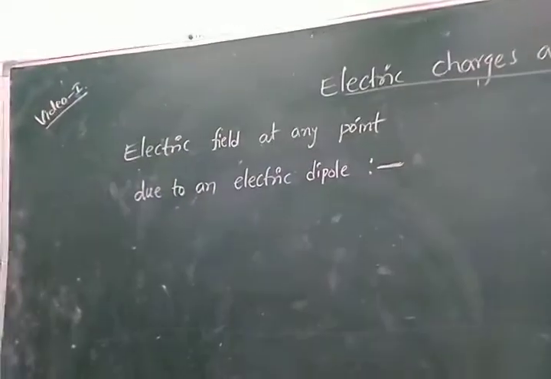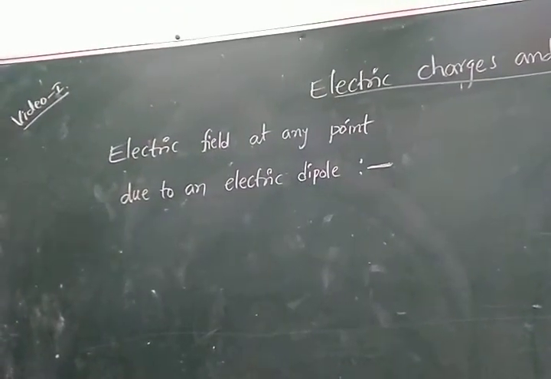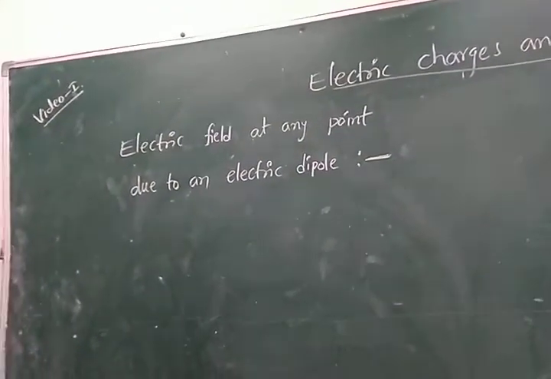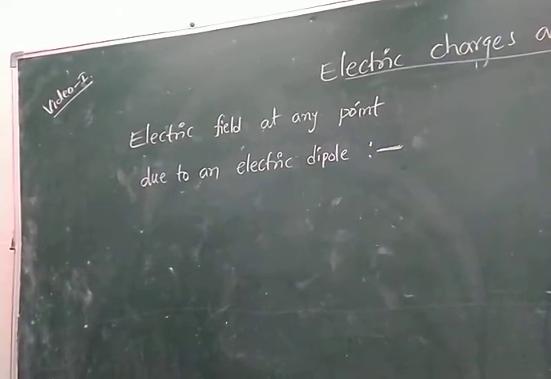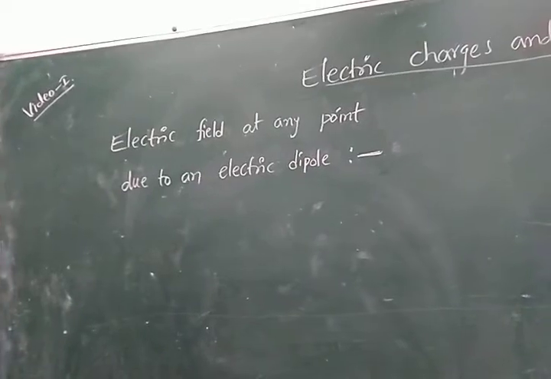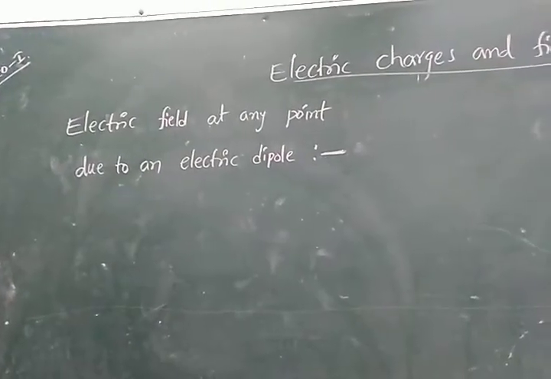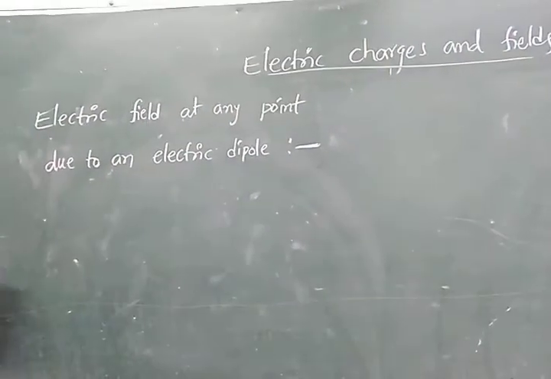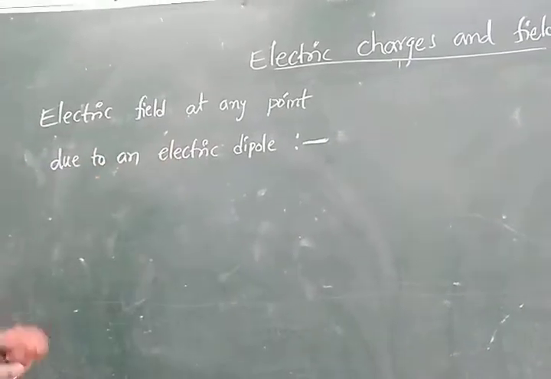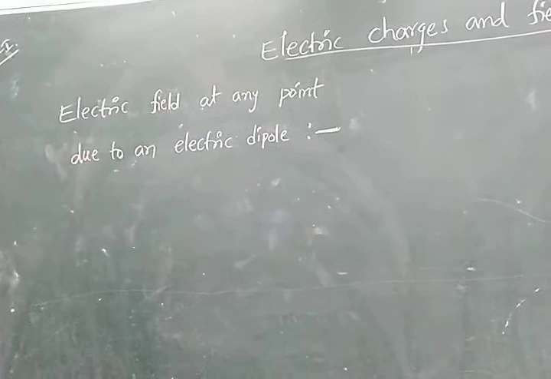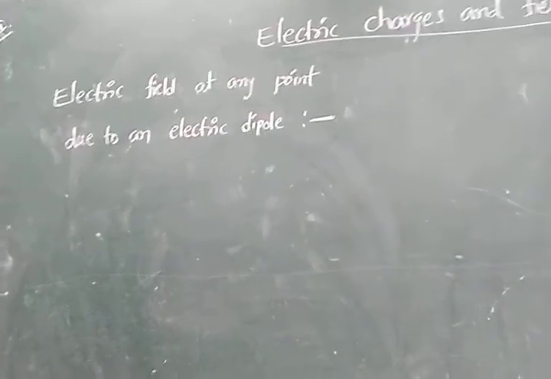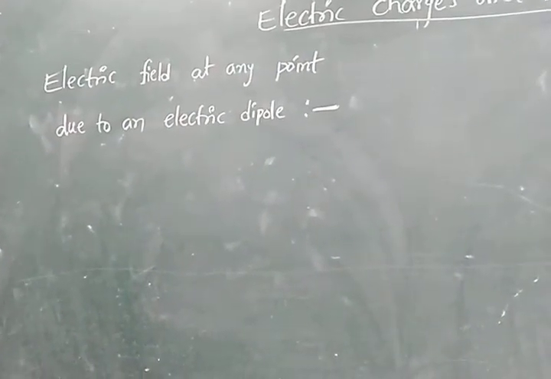Now we are discussing the topic: electric field at any point due to an electric dipole. Previously we discussed the electric field on the axial line and on the equatorial line. But here we are discussing the electric field at any point.